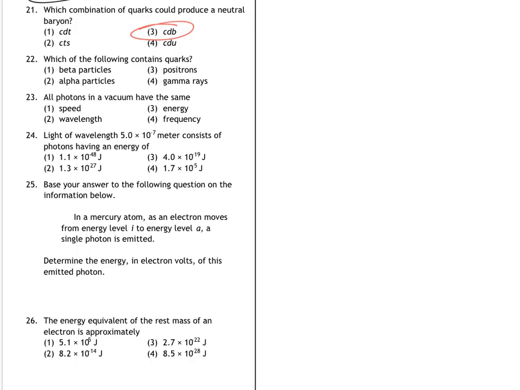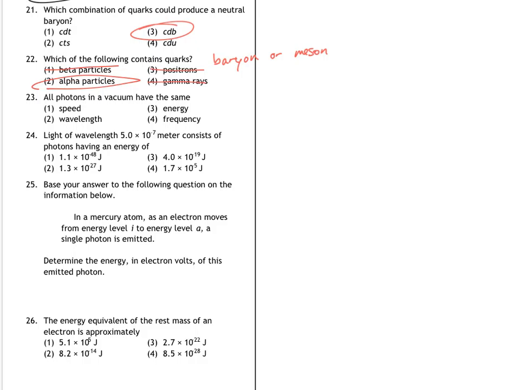Now in 22, they want to know which of the following contains quarks. So it would have to be either a baryon or a meson. So don't choose any leptons. Positrons are leptons, and beta particles are essentially electrons, so those are leptons as well. Gamma rays are energy, not particles, so the only answer would have to be alpha particles.